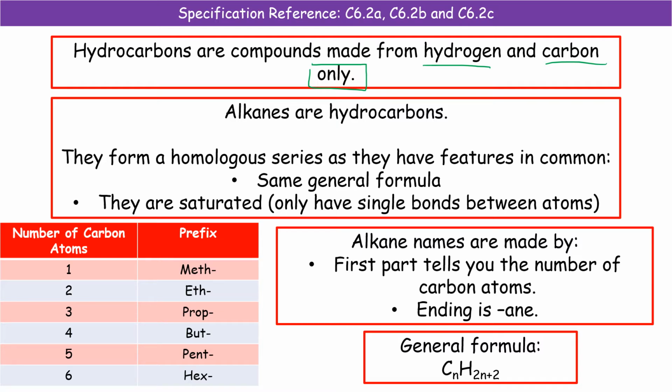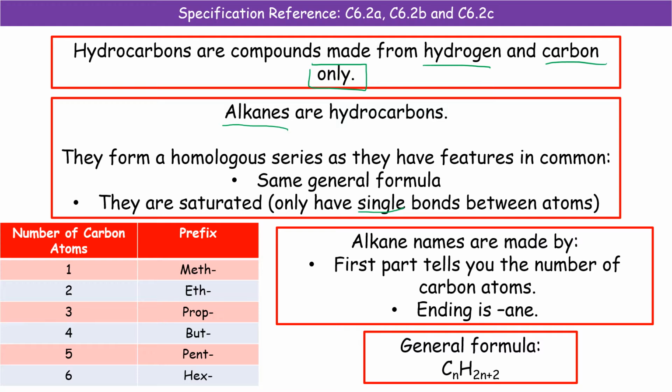What we're going to do then is have a look at a series of different organic molecules. The first one we're going to look at is an example of a hydrocarbon. We're going to look at this family called alkanes. Now, alkanes form what we refer to as a homologous series because they've got certain features in common. They've got the same general formula and they are all saturated. And something that's saturated only has single bonds between the atoms. No double bonds, only single bonds.